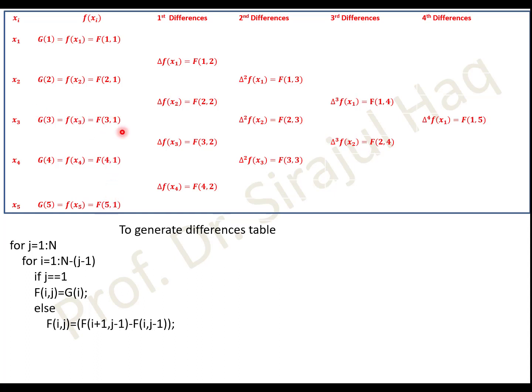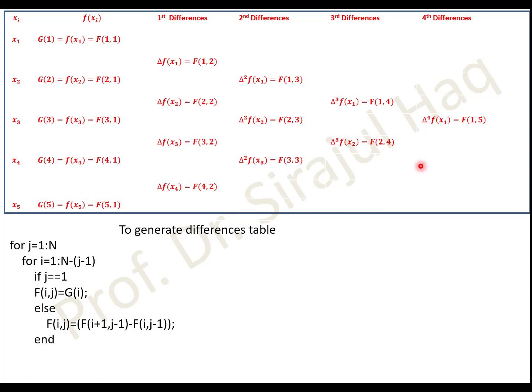And this will continue until j is equal to n. When j is equal to n, n minus j plus 1 is 5 minus 5 plus 1, which is 1, so i goes from 1 up to 1. This condition is not satisfied, so it will switch to the other condition. This will give you f of 1, 5, which is f of 2, 4 minus f of 1, 4. This value minus this value gives you this value.